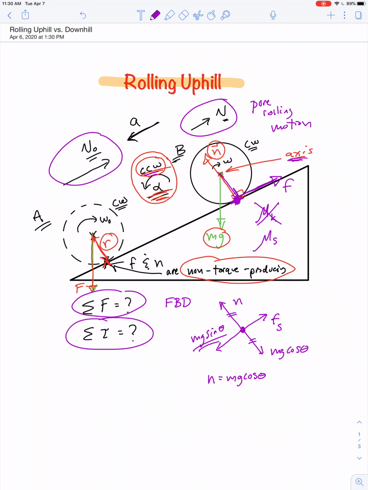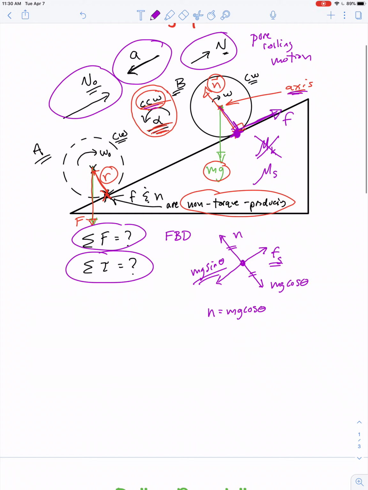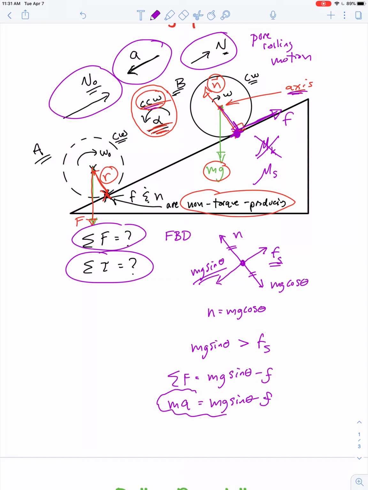And so how do we compare mg sine theta with force of static friction? Well, we know the acceleration points down the incline, even though the velocity points up the incline. So mg sine theta must be greater in magnitude than the force of static friction. So that means the net force is the difference between the two. Take the larger of the forces, mg sine theta, subtract from it the smaller force, and you have the net force. And by Newton's second law, we can replace net force with ma. So we have ma equals mg sine theta minus the force of static friction. So let's keep that on hold and develop another equation based on net torque.